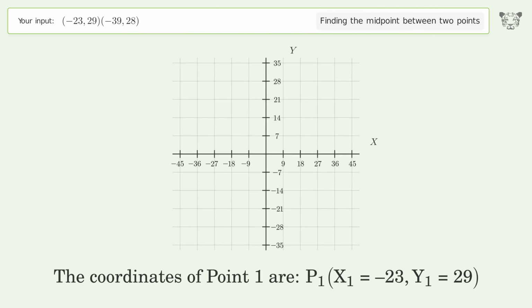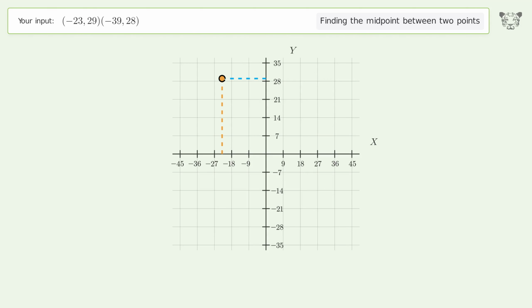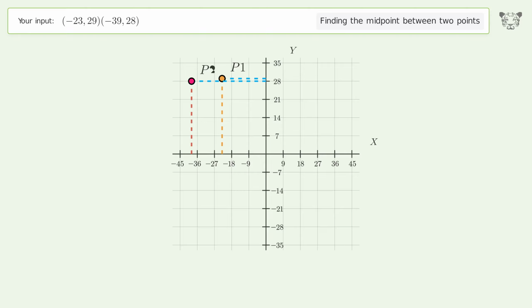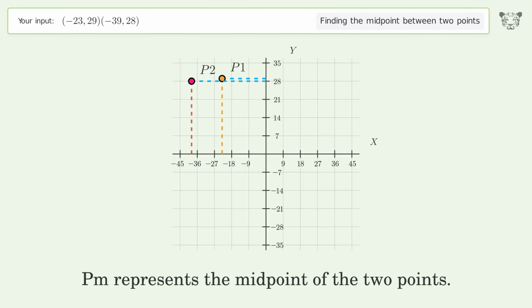The coordinates of point 1 are, x1 equals -23, y1 equals 29. The coordinates of point 2 are, x2 equals -39, y2 equals 28. PM represents the midpoint of the 2 points.